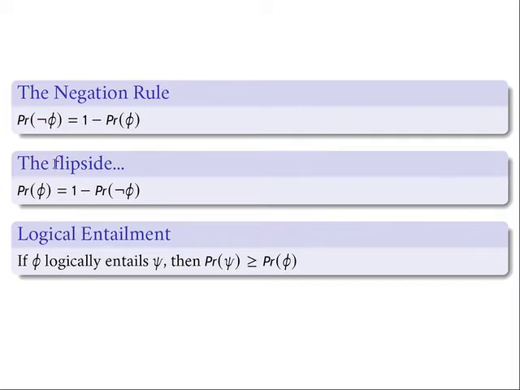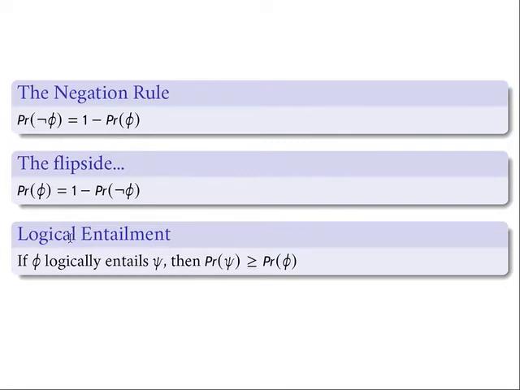We can also flip the negation rule around. If we know the probability of not phi, then we can calculate the probability of phi by subtracting the probability of not phi from 1. Hopefully you can see how, from the negation rule, you can derive the flip side with some algebraic tricks: adding the probability of phi to both sides and then subtracting the probability of not phi from both sides. That's how you see that these two rules are just two sides of the same coin, so to speak.